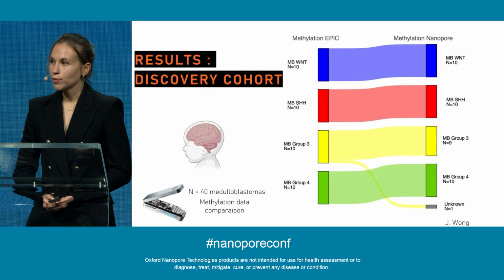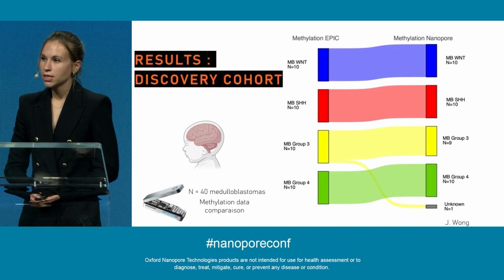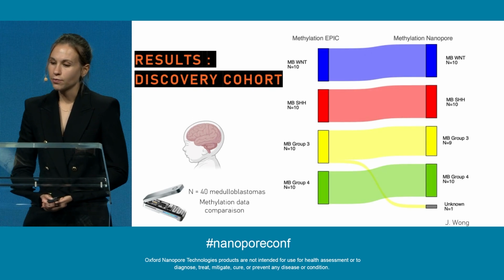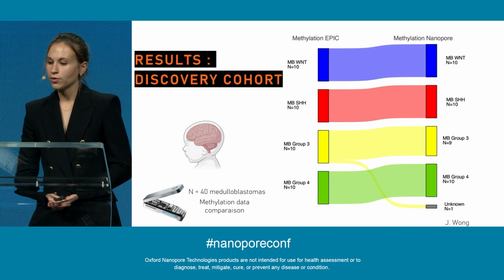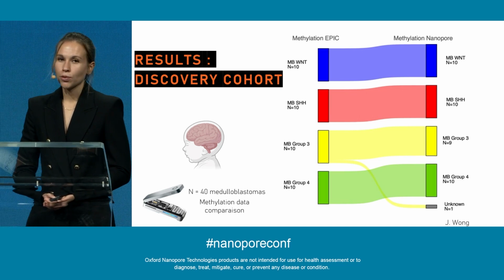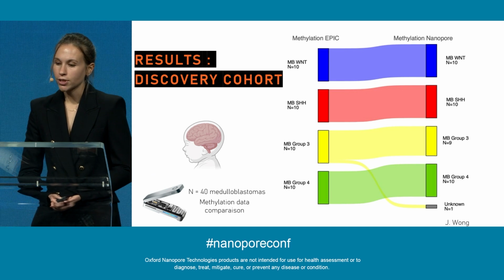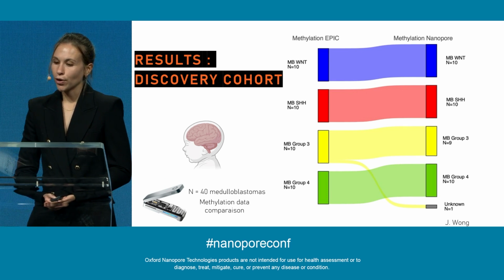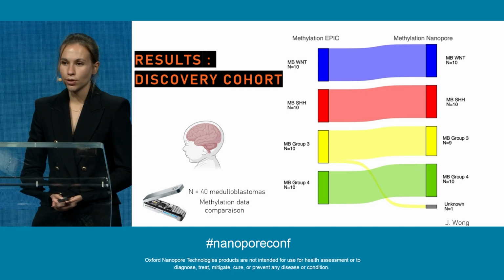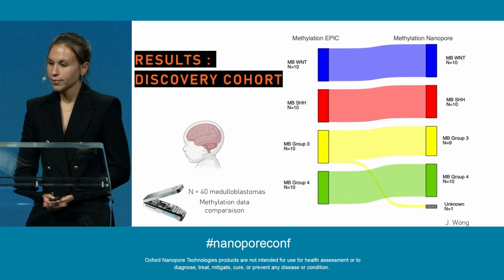And so the results that we obtained speak for themselves, because you can see on the left the results of methylation given by the EPIC array, and on the right, the methylation given by nanopore sequencing. And so we are really happy to see that both results were really concordant between both techniques, and that nanopore grouping reliability is similar to the one of the gold standard.